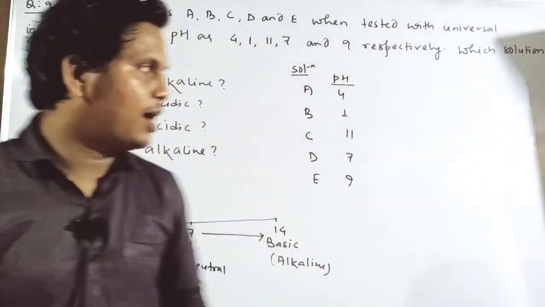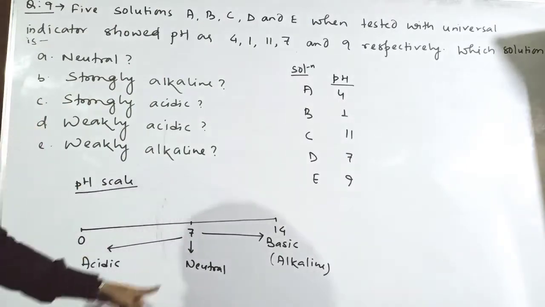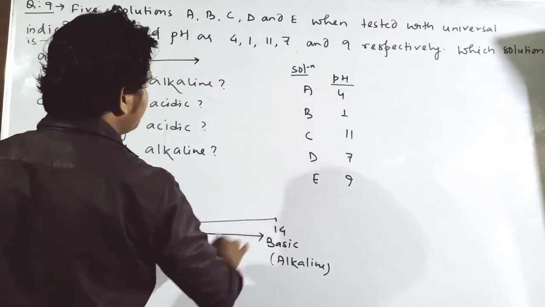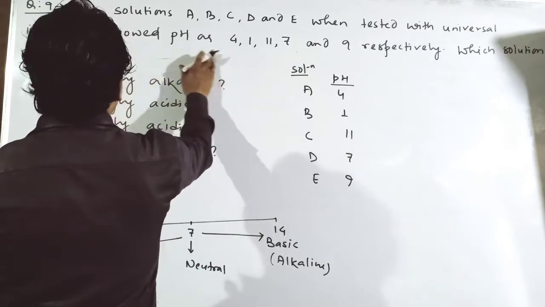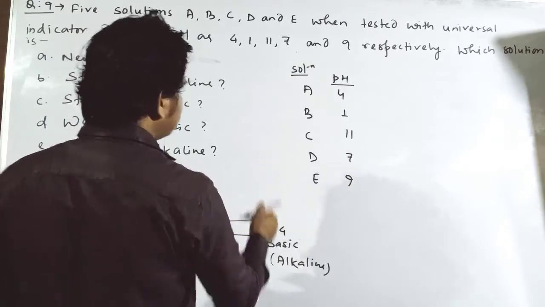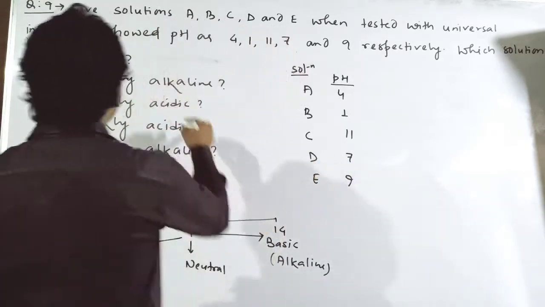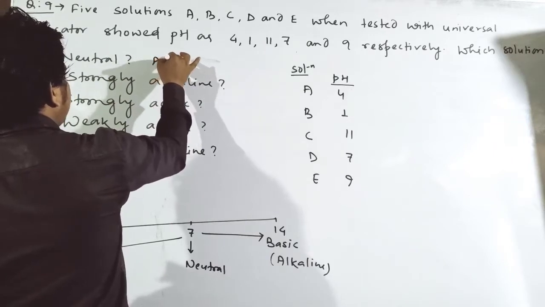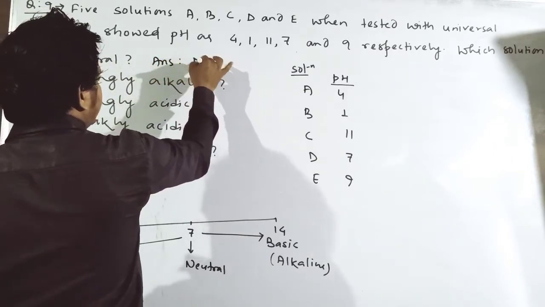The first question asked is neutral. So having pH 7, the answer for this will be which one? The answer for A. So the answer for A will be 7. Which one is 7? D. So this answer will be D.